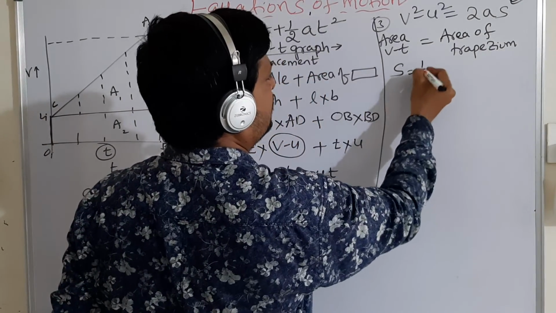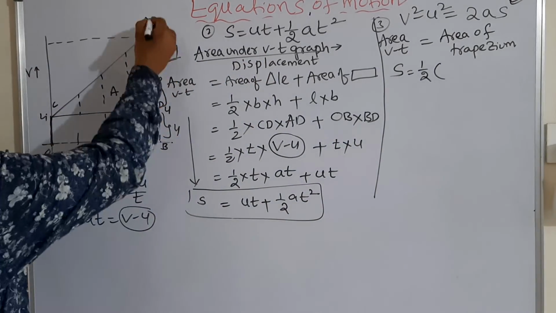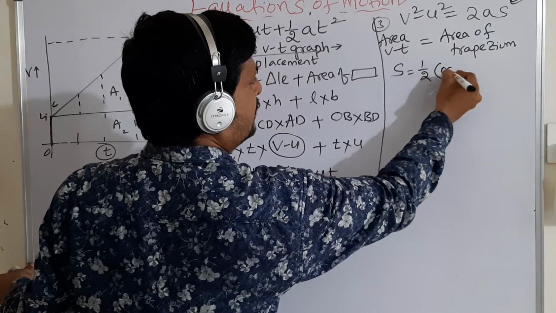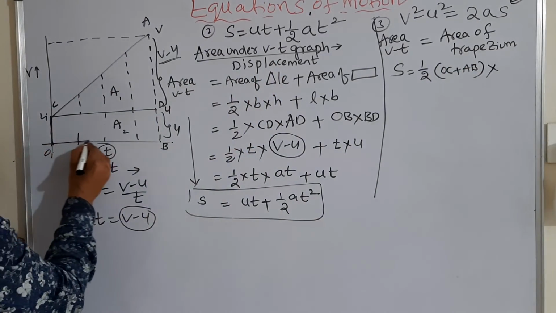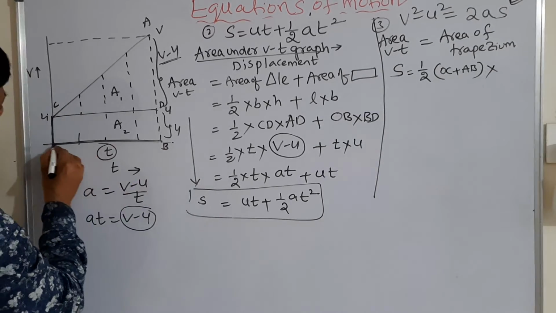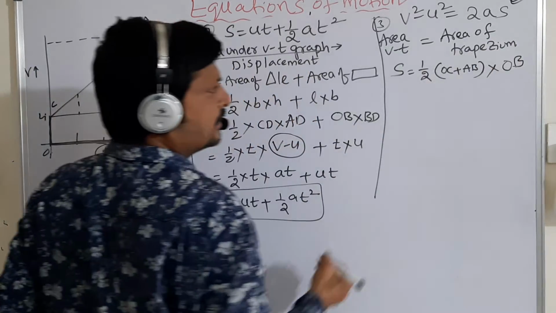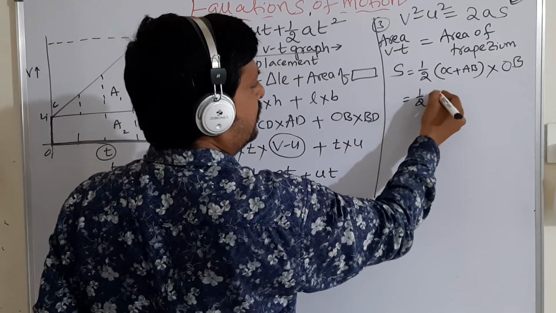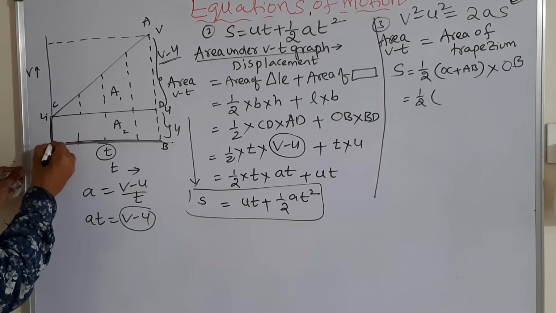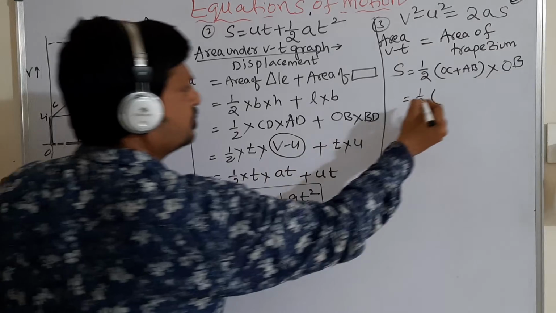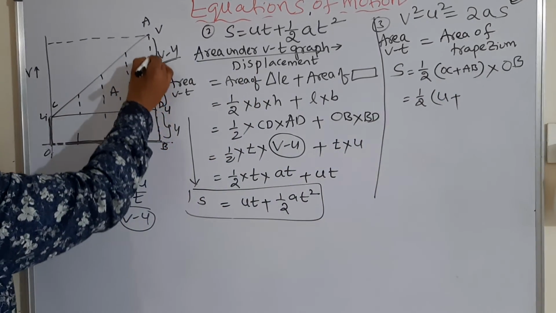So the area is half into the sum of parallel sides, OC plus AB, into the perpendicular distance between these two parallel lines, which is OB. Then write 1 by 2, OC. What is the value of OC? This is the value of OC, that is U. Plus AB. AB means from here, this entire value.